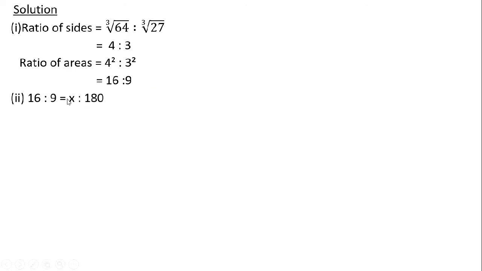Find the area of the larger tin. So we are going to say 16 to 9 is equal to, we don't know the area of the larger tin, we'll say x to 180. So 16 over 9 is equal to x over 180, and then we'll cross multiply. 9 times x will give us 9x, 16 times 180 will give us 2880. To find the value of x, we'll divide both sides by 9. Our x will be equal to 320 square centimeters.